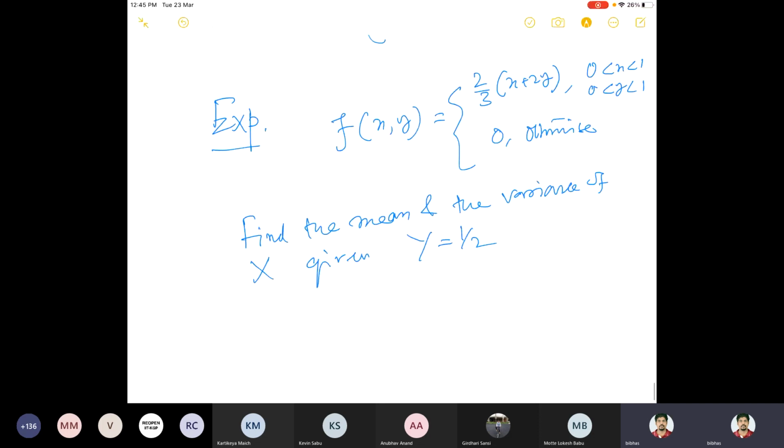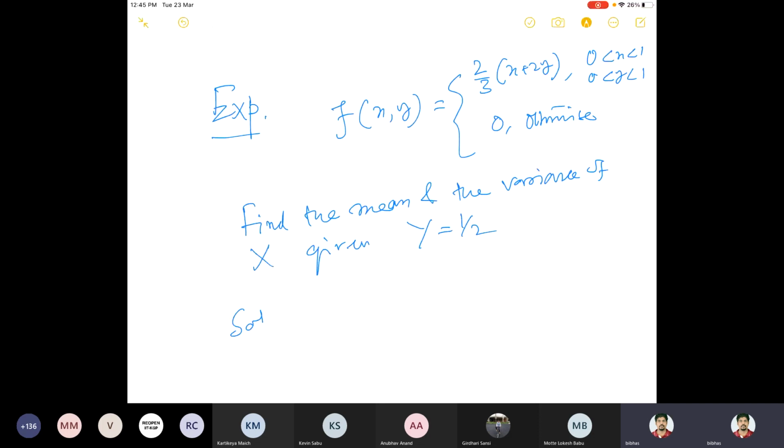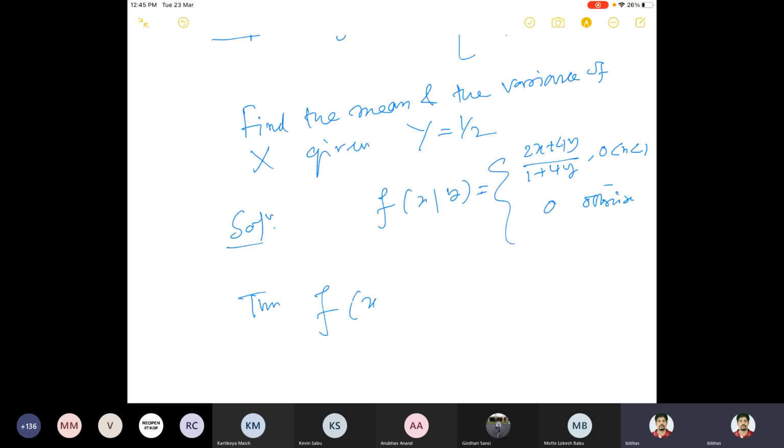So first we have to find out f of x given y. We are considering the same example, and we can just go back and see this was (2x plus 4y) by (1 plus 4y). You just use the formula, for 0 less than x less than 1 and 0 otherwise. So if that is the case, then f of x given y equal to half, which I think was also calculated yesterday, is 2 by 3 times (x plus 1) when 0 less than x less than 1 and 0 otherwise.